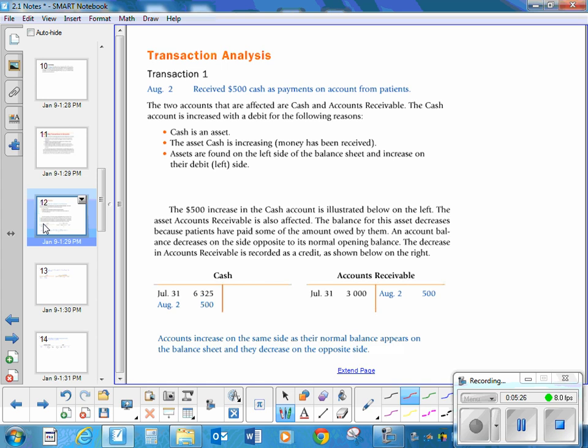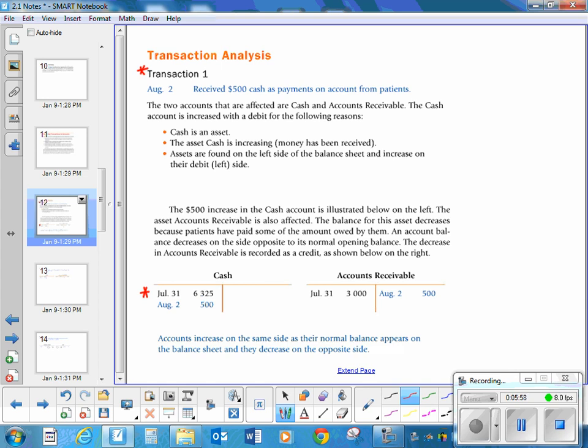So if we're taking our cash, I should actually read transaction 1 here for you first. Here's an example: received cash as payments on account from patients. Now we know that the 2 accounts this deals with are our cash and our accounts receivable. Our cash is increasing. So the rule with T accounts is that if you are increasing an account, the money has to go on the same side as the normal balance. If you're decreasing it, it has to go on the opposite side.